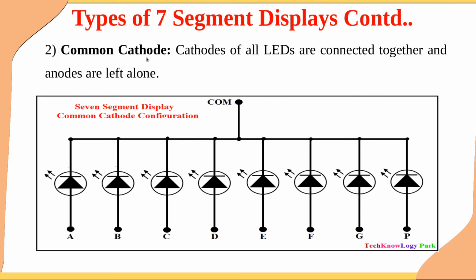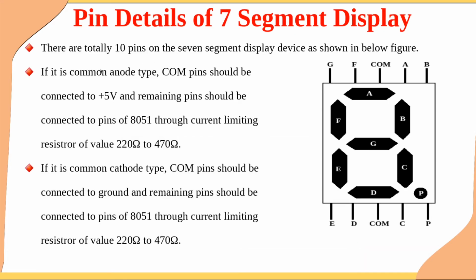In case of common cathode, cathodes of all LEDs are connected together and anodes are left alone. Here all cathodes are connected to a common point and anodes are left as they are. Now in this case, if we want to glow a particular segment, we should send a logic 1, a high voltage, to it. A logic 0 will connect it to ground, and logic 1 will connect it to plus 5 volts. So this is the pin details of a 7 segment display.